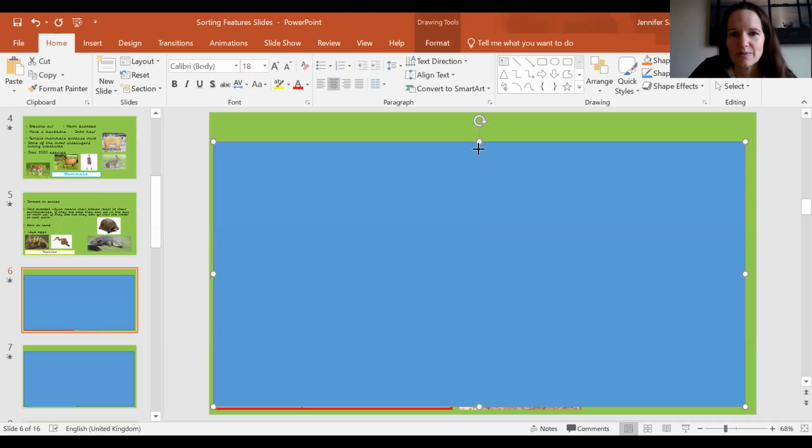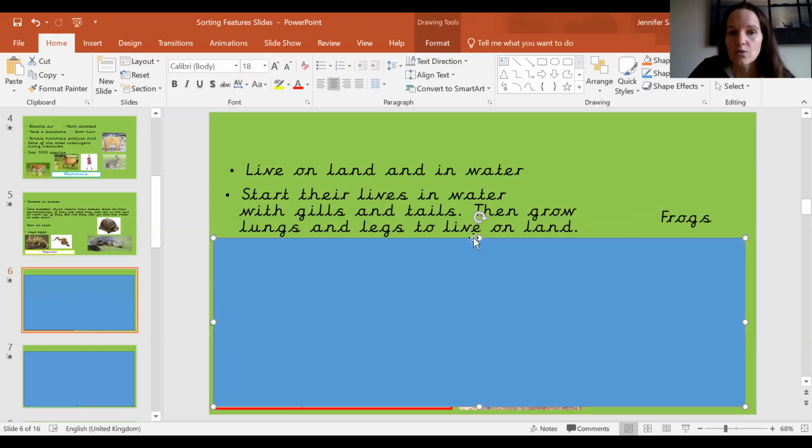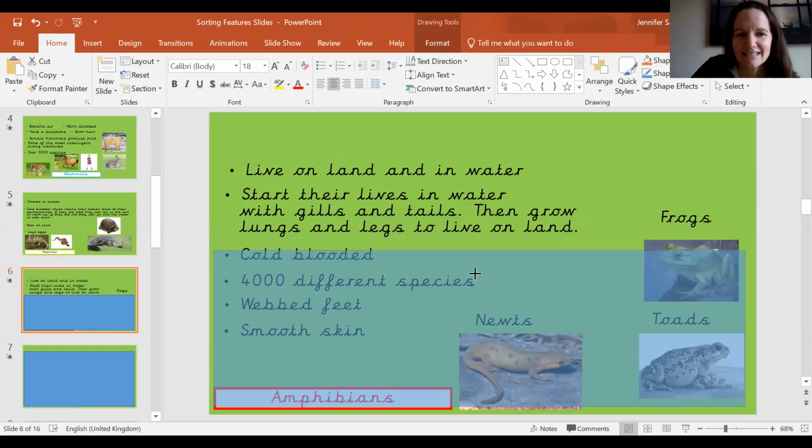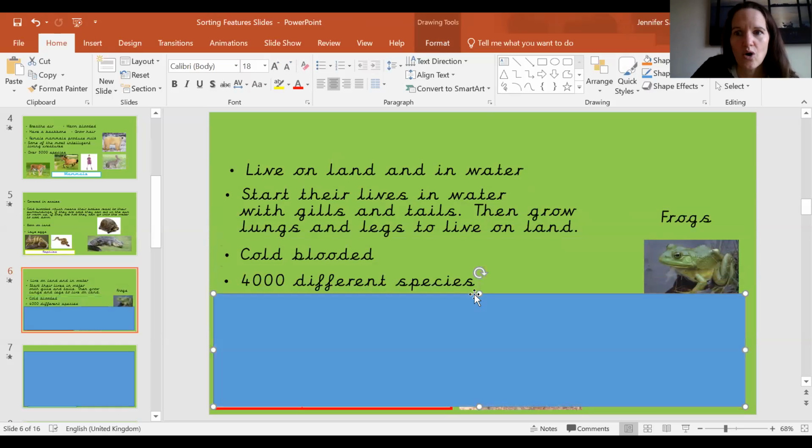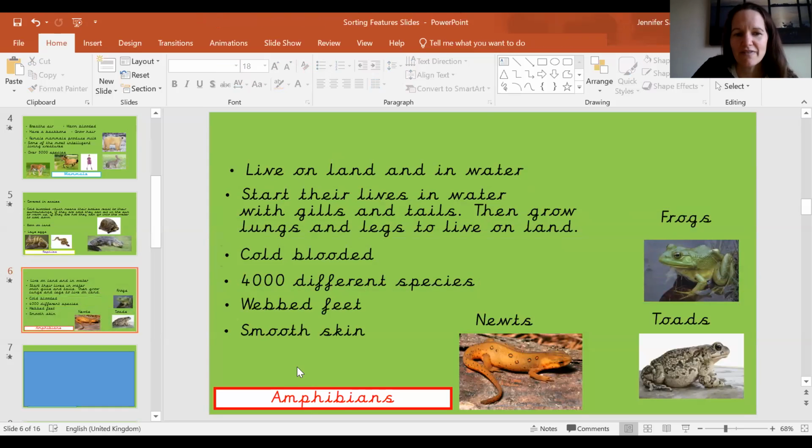Which one is this going to be? Oh, they live on land and in water. They start their lives in the water with gills and tails, then grow lungs and legs to live on land. Frogs belong to this group of animals. Any ideas yet? They are cold-blooded. Well done if you said amphibians.